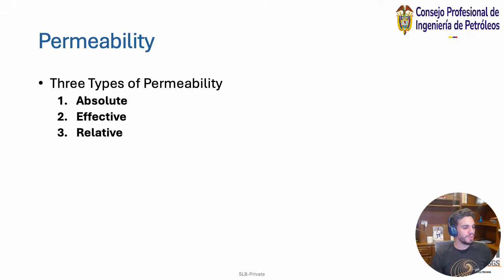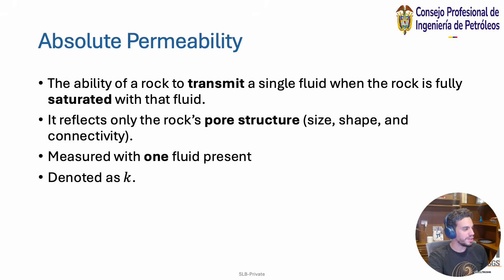So when we talk about permeability, there are three types or subcategories of permeability that we must know or must define: the absolute permeability, the effective permeability, and the relative permeability. These are all relatively self-explanatory, right? But when we talk about absolute permeability, we are talking about one fluid going through a porous medium that is fully saturated with that fluid. So that tells us the exact or absolute permeability with respect to the rock.